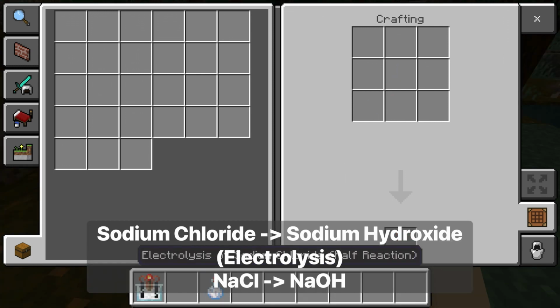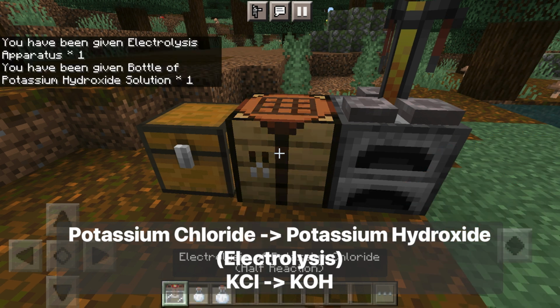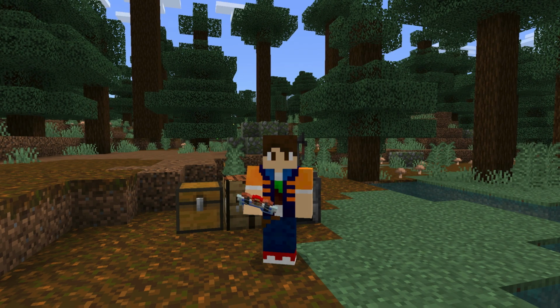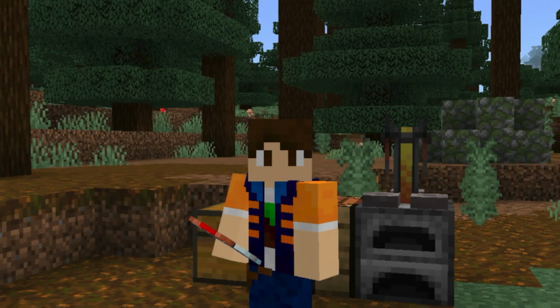With the electrolysis apparatus, you can use it to convert sodium chloride into sodium hydroxide. This works the same way for potassium chloride. You can also use it to convert water into hydrogen gas. Now for all you science nerds out there thinking, wow, that's pretty cool, but where's the oxygen gas? Don't worry, I got that covered.